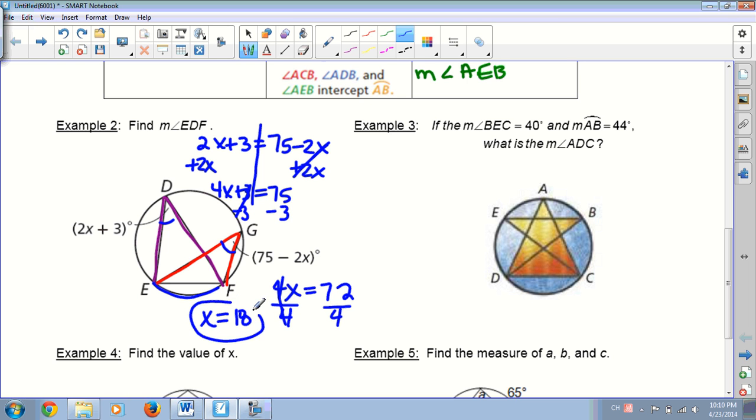Okay, but we're not done yet because the question asks us to find the measure of angle EDF. EDF is the purple angle right here, which is 2x plus 3. So 2 times 18 plus 3. 2 times 18 is 36, plus 3 would be 39 degrees. So the measure of angle EDF is 39 degrees.